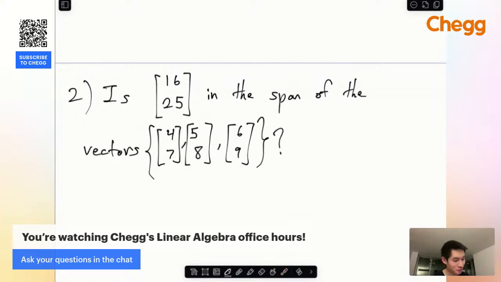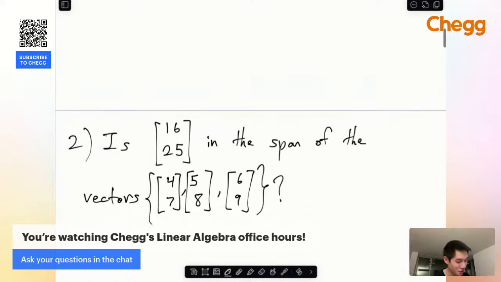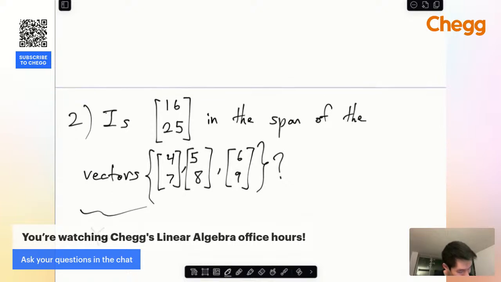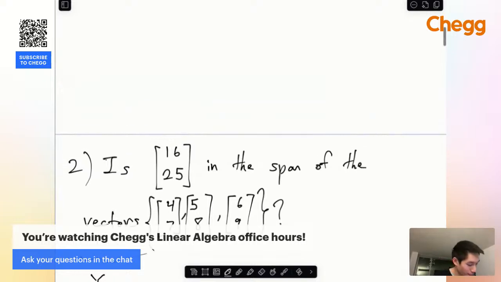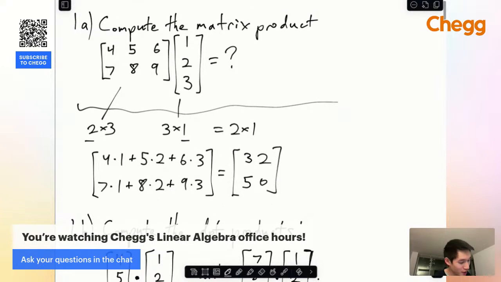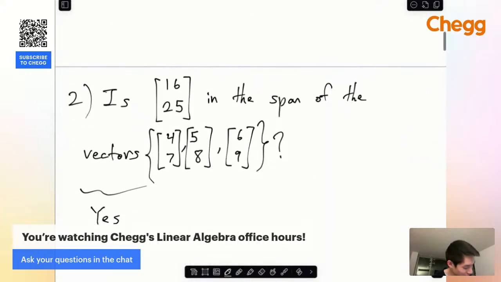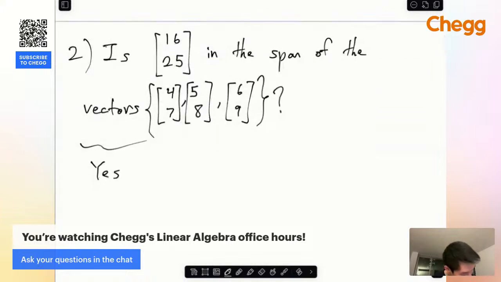Okay, so this is a yes or no question, so I'll just give the answer. The answer is yes. But how do we see that from the computation we just did up here? Well, actually I'm going to copy down what we solved up here. That is the answer. So in the previous problem, what did we do?